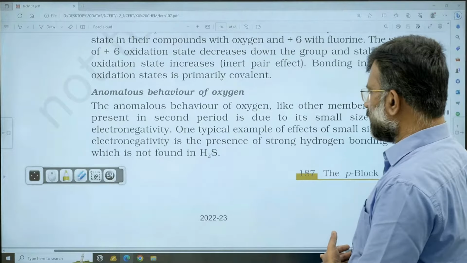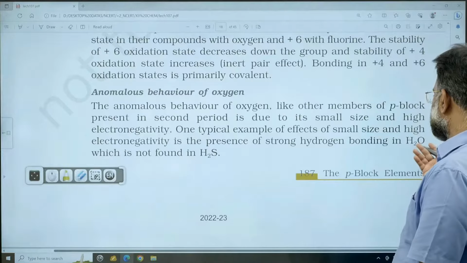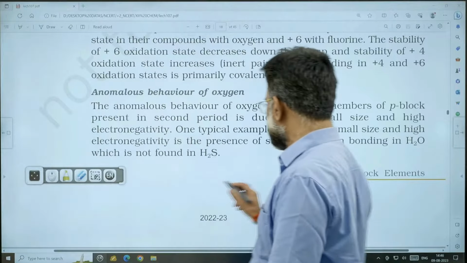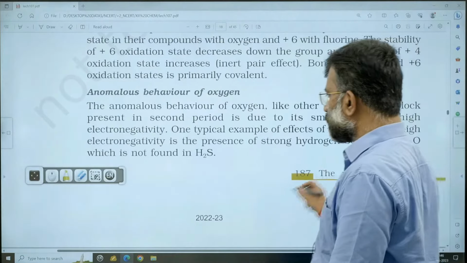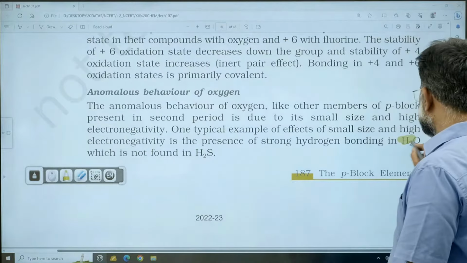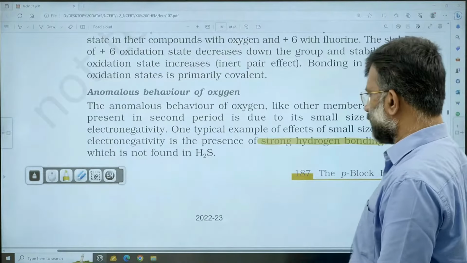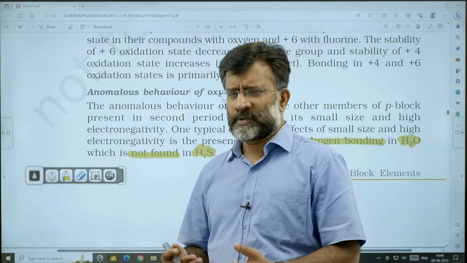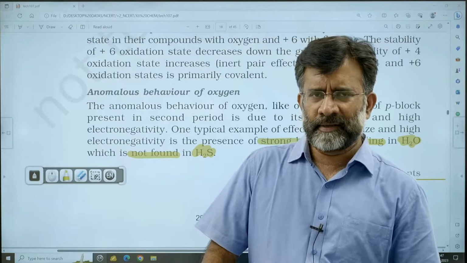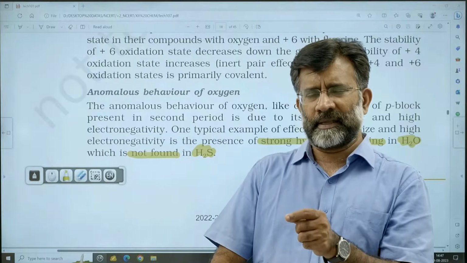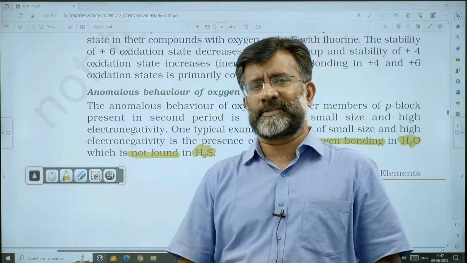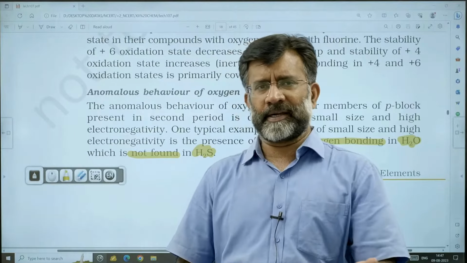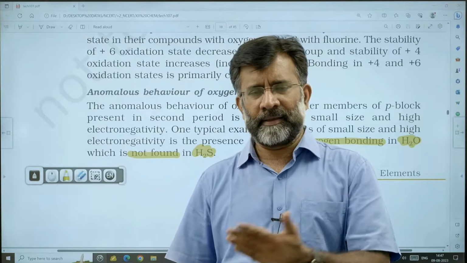And regarding oxygen, there is something special. When you compare H2O and H2S, in H2O, due to the high electronegativity of oxygen, there is strong hydrogen bonding, while in H2S, hydrogen bonding is not present. Like this, we can find many abnormal characters pertaining to the very small size and the properties related to small size: high ionization enthalpy, high electronegativity, etc.